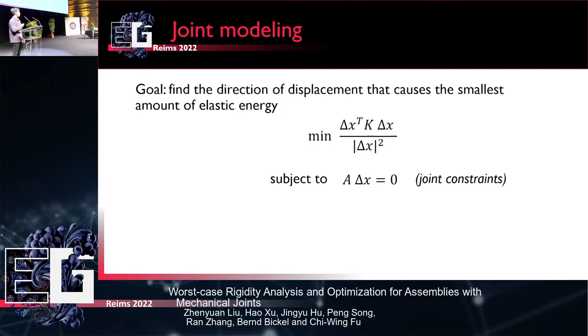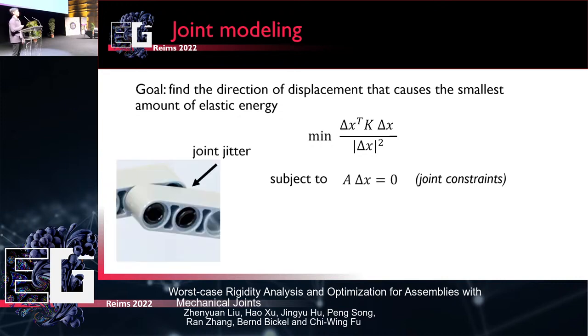However, this is not really sufficient because we haven't touched a very important thing, which is the joint jitter we mentioned before. For example, we have this hinge joint, which is supposed to cancel all the relative translation between two parts. But as you can see on the figure, there is some translation happening there, right? If we just use a hard constraint, like A delta x equal to 0, it will prohibit all the relative translation, but this is actually happening in the real world, so we're over-constraining the problem.